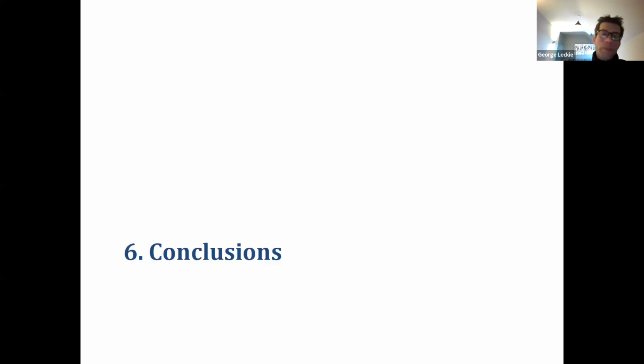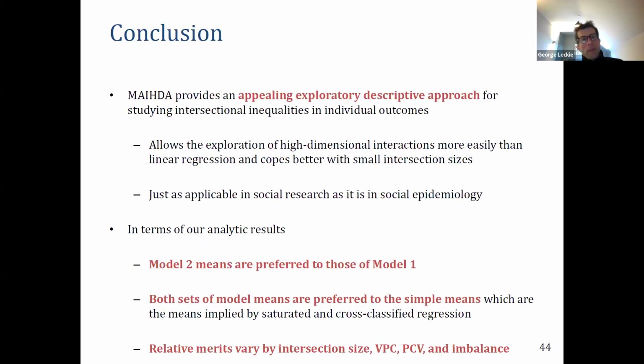So just to conclude, MAIHDA, as you've seen from several talks, is very popular at the moment. It's really an exploratory descriptive approach. It's quite appealing because it has these nice effect size metrics, the VPC and the PCV. It's also appealing because it gets this league table of intersection means out, which has these desirable statistical properties, which I've been focusing on today. Most applications have been in social epidemiology, but I've shown you one in education, which is my own area. And there's no reason why we can't see more applications in social sciences more generally.